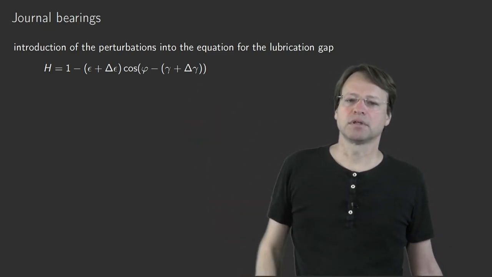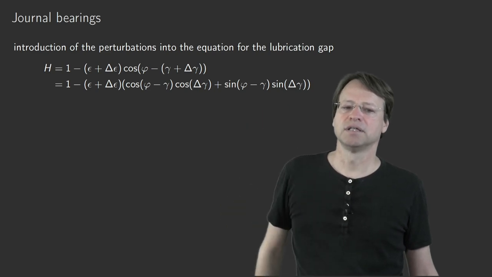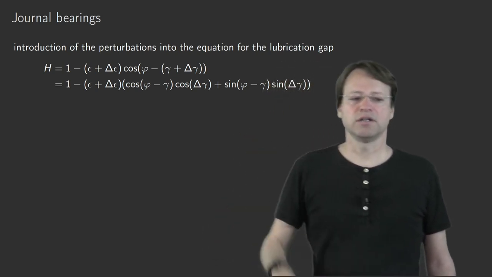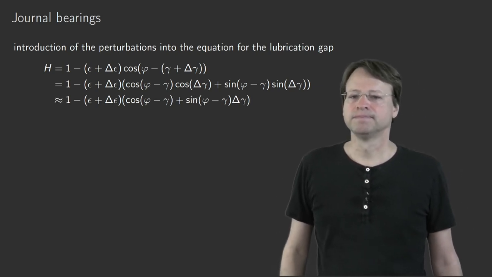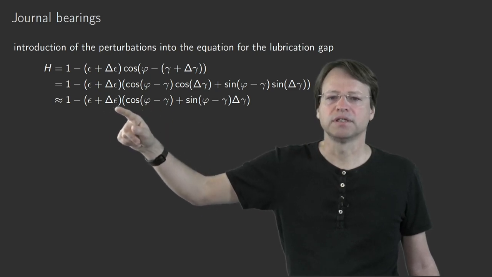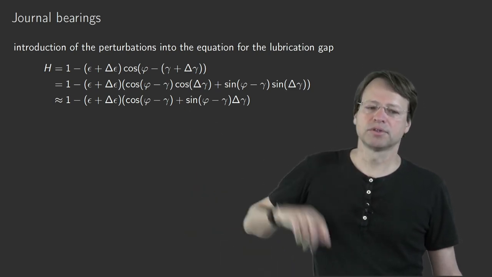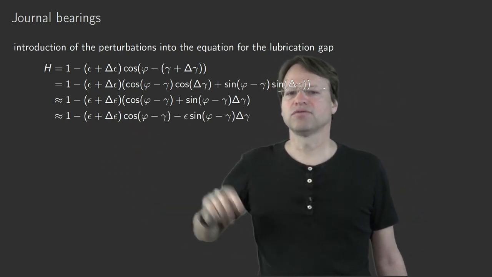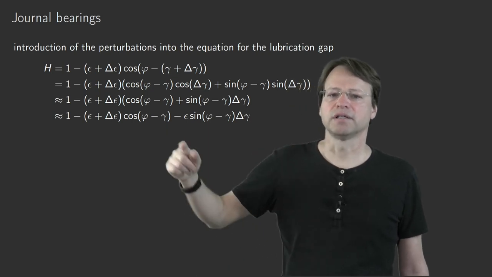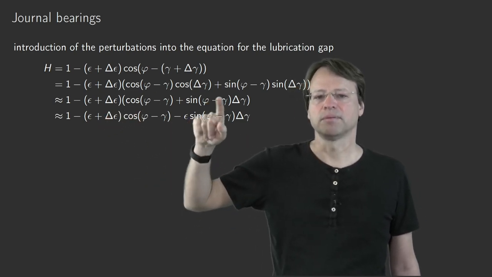Okay, so let's start with a nice theorem for the cosine function here. So then we get cosine phi minus gamma cosine delta gamma plus sine phi minus gamma sine delta gamma. Okay, now let's linearize. So replace the cosine function by 1, replace the sine function by its argument, would be a first starting point. And then you see that you can get here also delta epsilon and delta gamma second order effects that we have to neglect. So we start with the zero order terms, which is 1 minus epsilon cosine phi minus gamma. We would have first order terms, delta epsilon cosine phi minus gamma and minus epsilon sine phi minus gamma delta gamma, coming from the first term multiplied by the second term here.